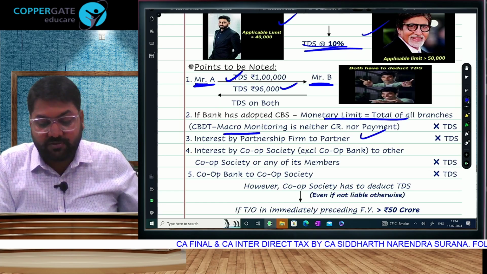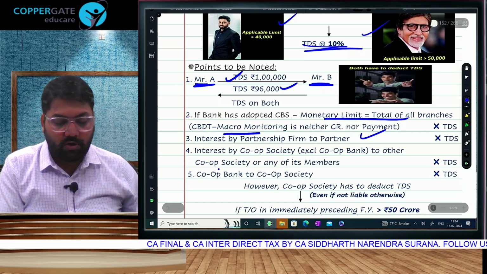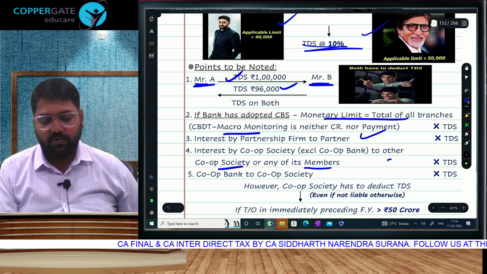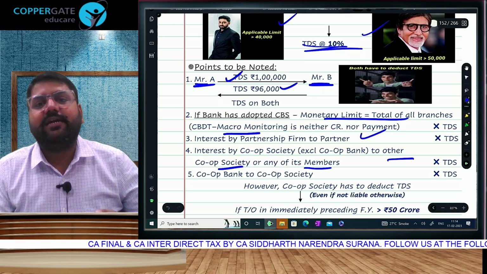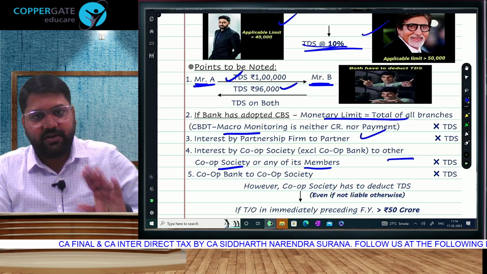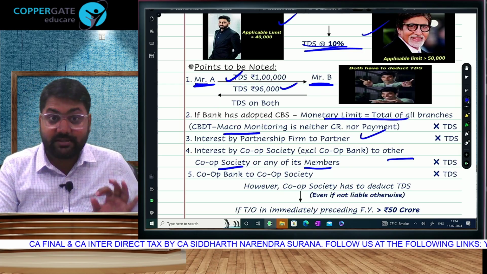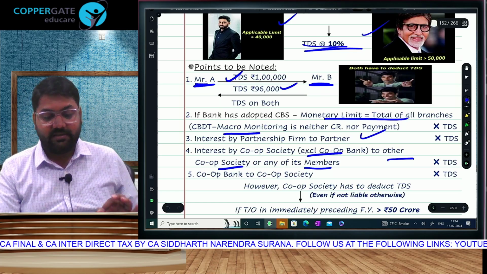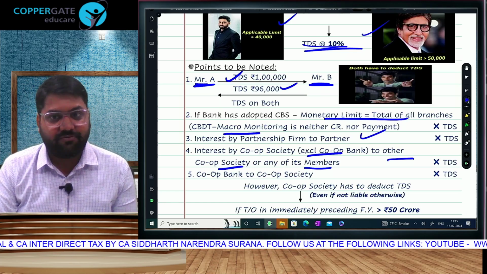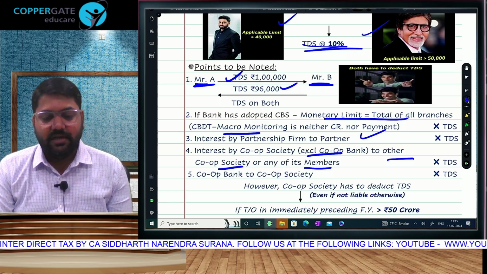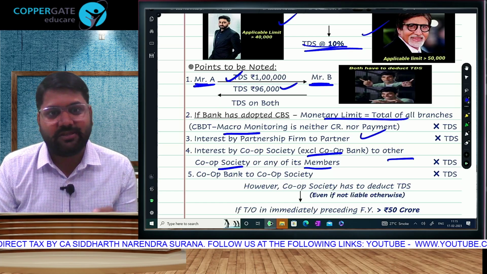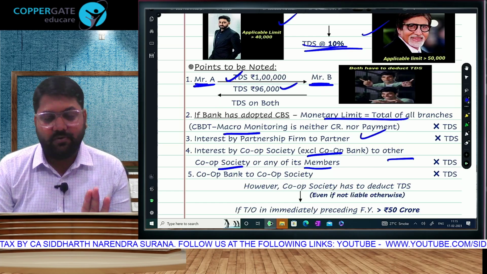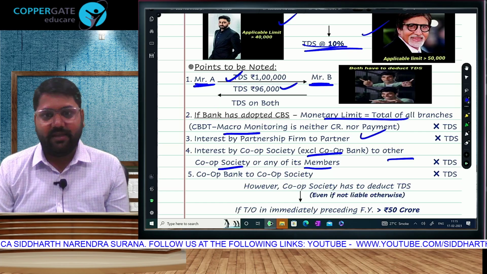Whenever a cooperative society is paying interest to a cooperative society or its members, no TDS. Any cooperative society paying to another cooperative society or its own members, then no TDS. But if a bank is paying, then there will be TDS. A cooperative bank can also be a cooperative society, so there will be TDS. Meaning a housing society paying to another housing society or its own members, there will be no TDS. But if a bank is paying, then there will be TDS.